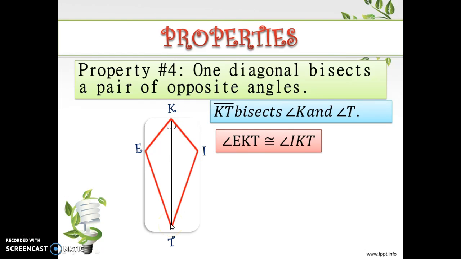IKT. And also this angle T here is also bisected. So we expect that this angle here is also congruent here. So we say angle ETK is congruent to angle ITK. That is the fourth property.